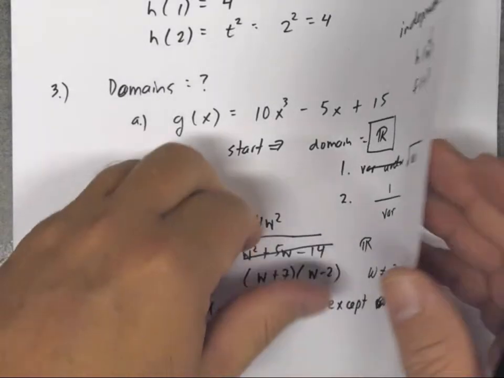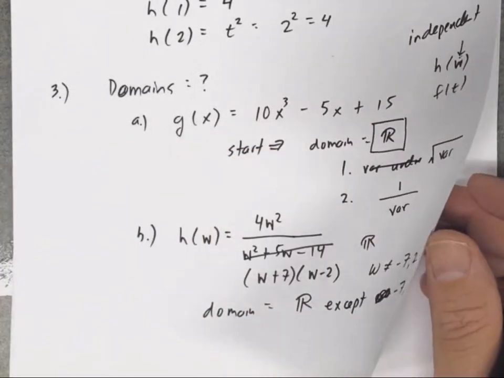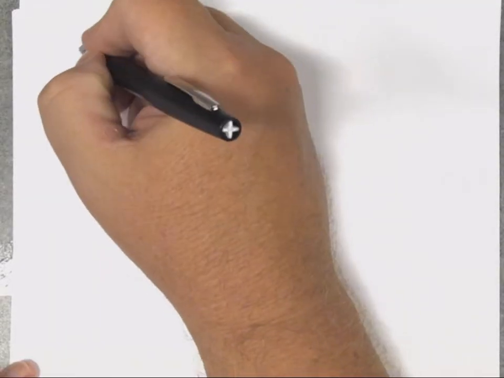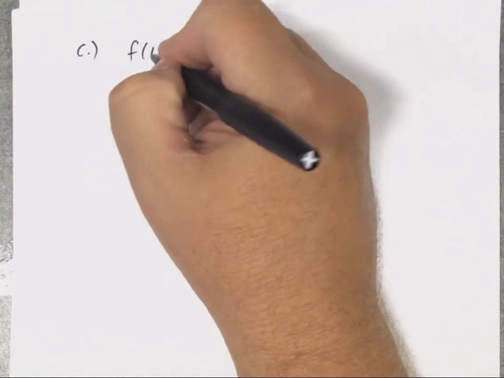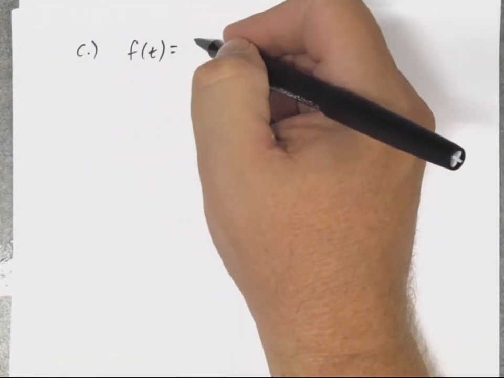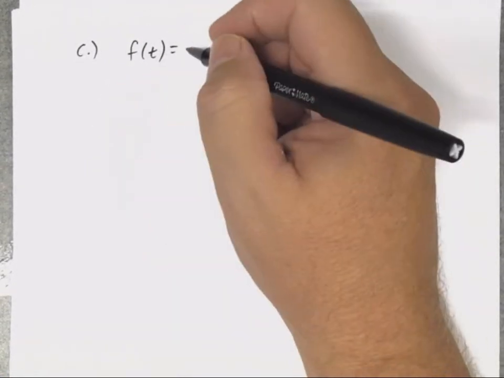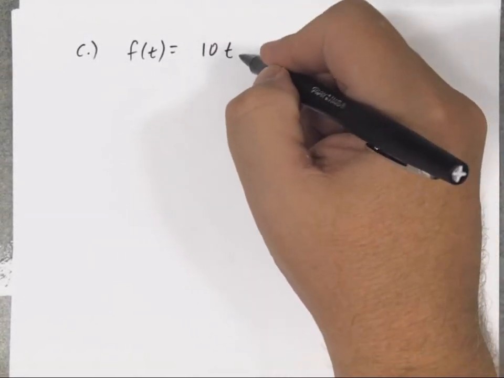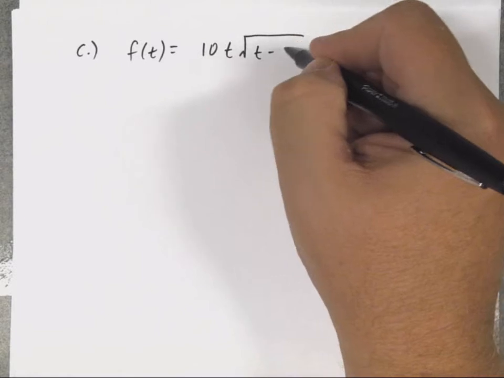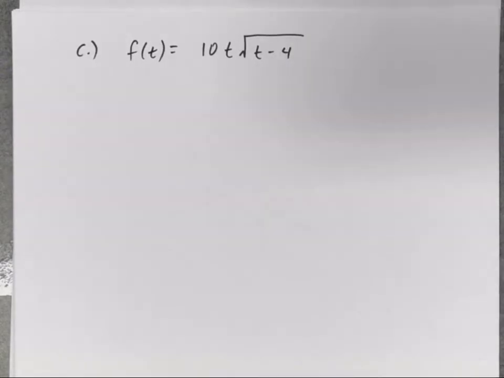All right, two more. We go to C. Let's see what kind of expression we have for C. F of t equals 10t square root t minus 4.